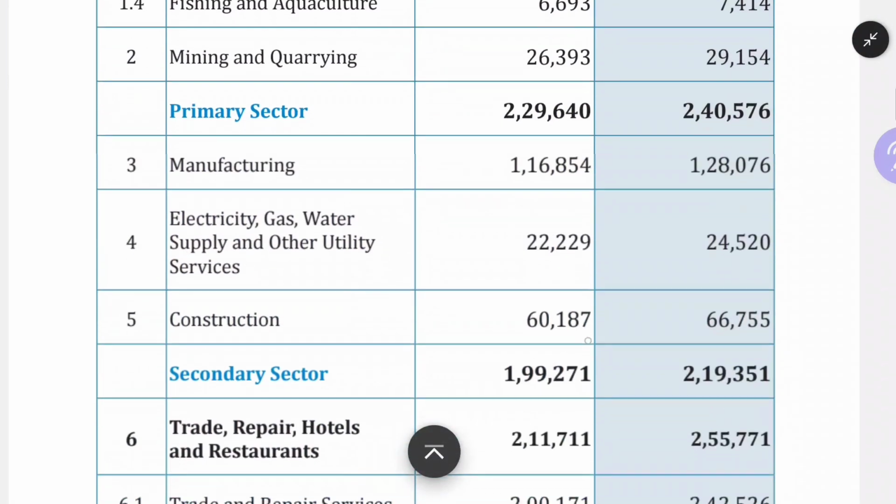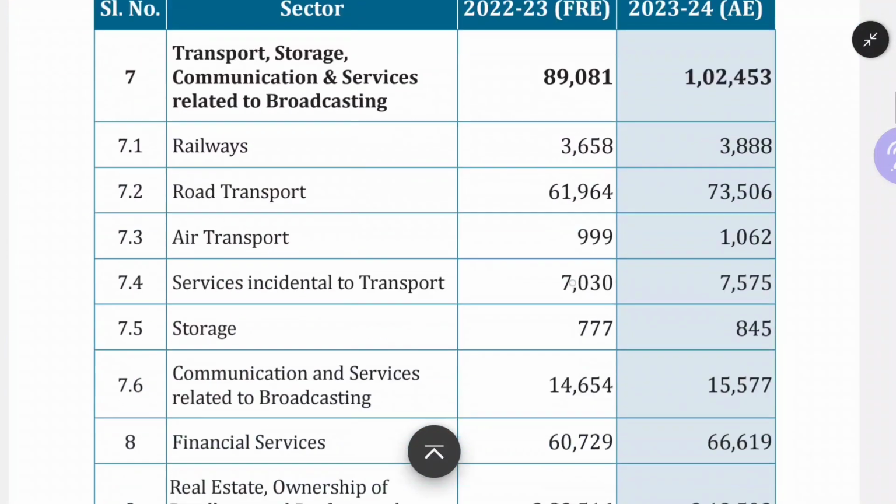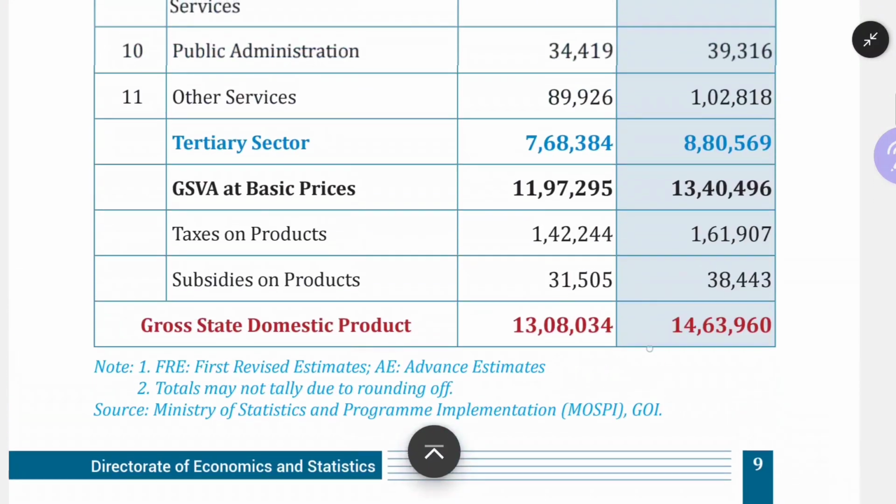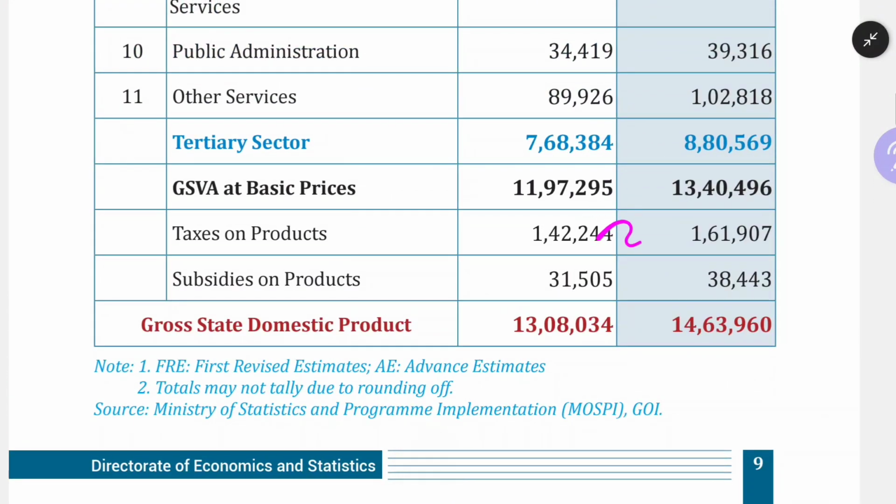GSDP gross rate, this was also done. We completed it in our last class, so I have clearly told you that. I have even told you how to understand the values with regard to this. That was also done. Okay, so you can see here GVA at basic prices.